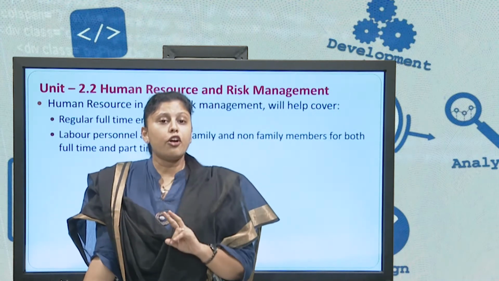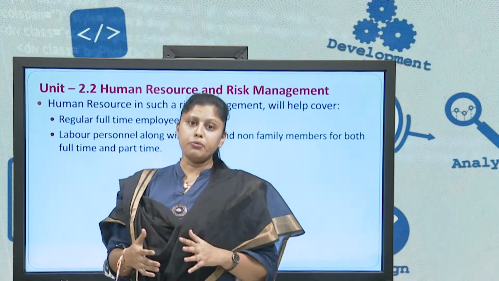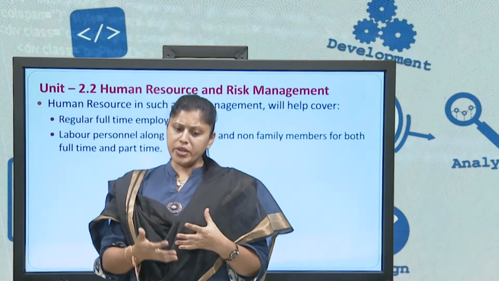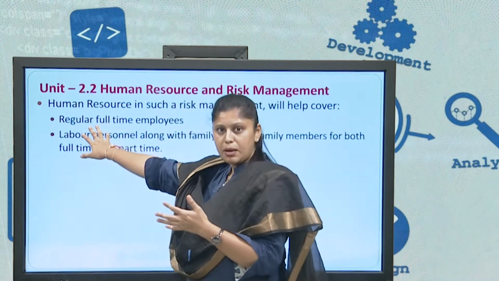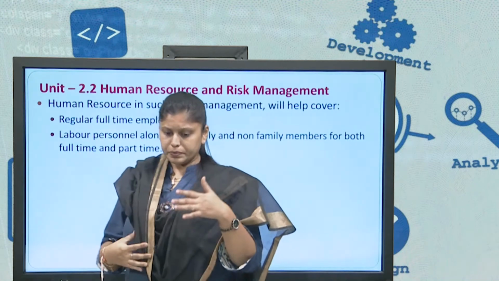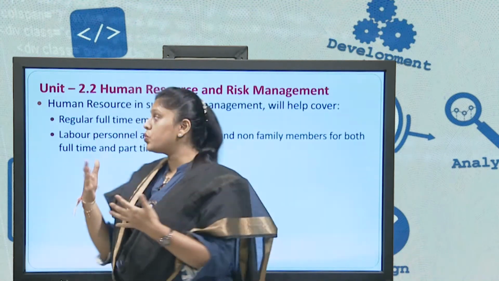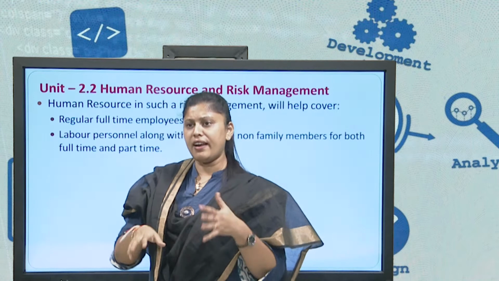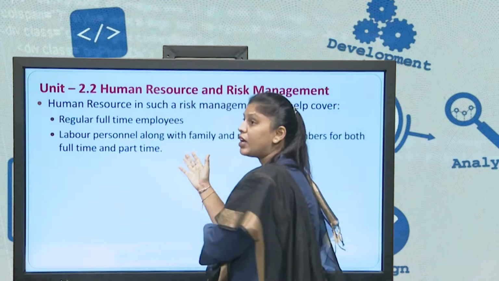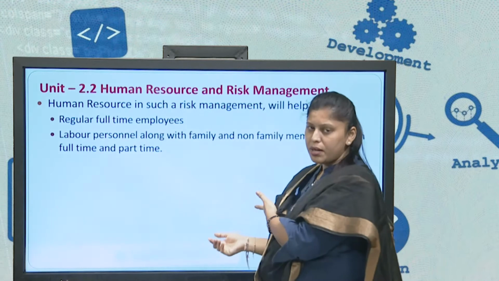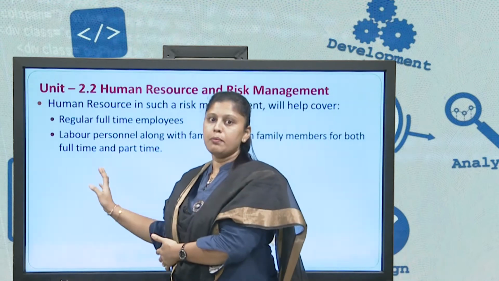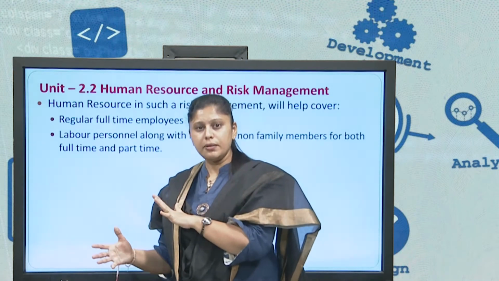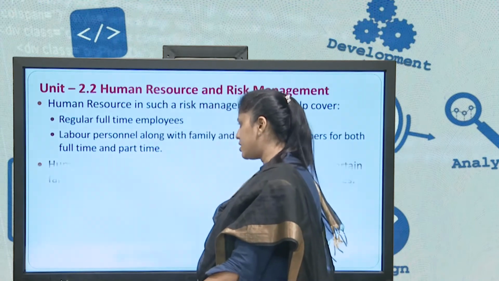Then I have to take care of the labor personnel, those who are laborers, the peon kind of, the clerk who is working for my company, giving assistance and aiding all the services to my full-time employees. All those labor personnel should also be taken care of, with their family and maybe non-family members, both full-time and part-time. Those laborers may work part-time for you, maybe seasonal, maybe yearly. In that case also you should take care of them.